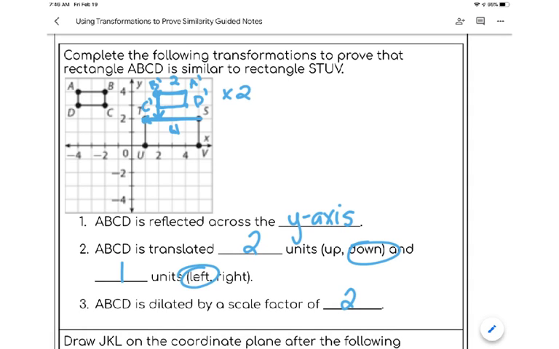The scale factor in this case, yes, has been 2, but it will not always be 2. Sometimes it may be 3. Sometimes it may be a fraction. If it is a fraction, that means that it's getting smaller. It's going from a larger object to a smaller object. So keep that in mind.